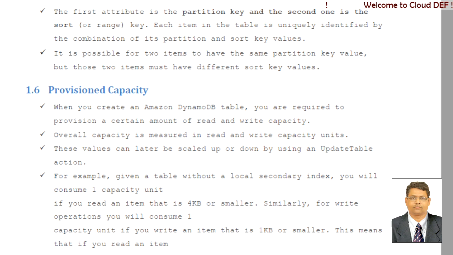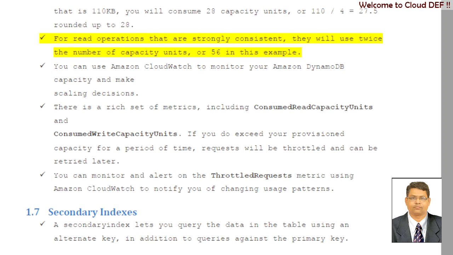You can use Amazon CloudWatch to monitor your Amazon DynamoDB capacity and make scaling decisions. There is a rich set of metrics, including consumed read capacity units and consumed write capacity units. If you do exceed your provisioned capacity for a period of time, requests will be throttled and can be retried later. You can monitor and alert on the throttled requests metric using Amazon CloudWatch to notify you of changing usage patterns.